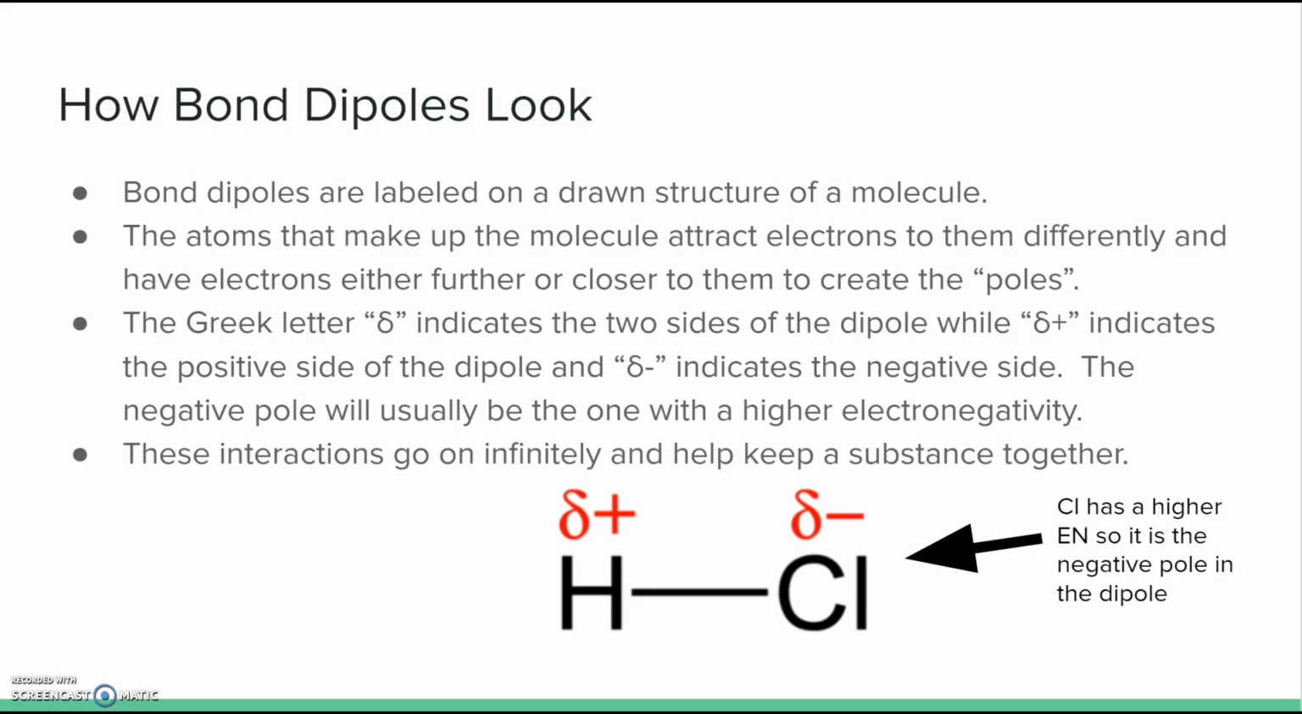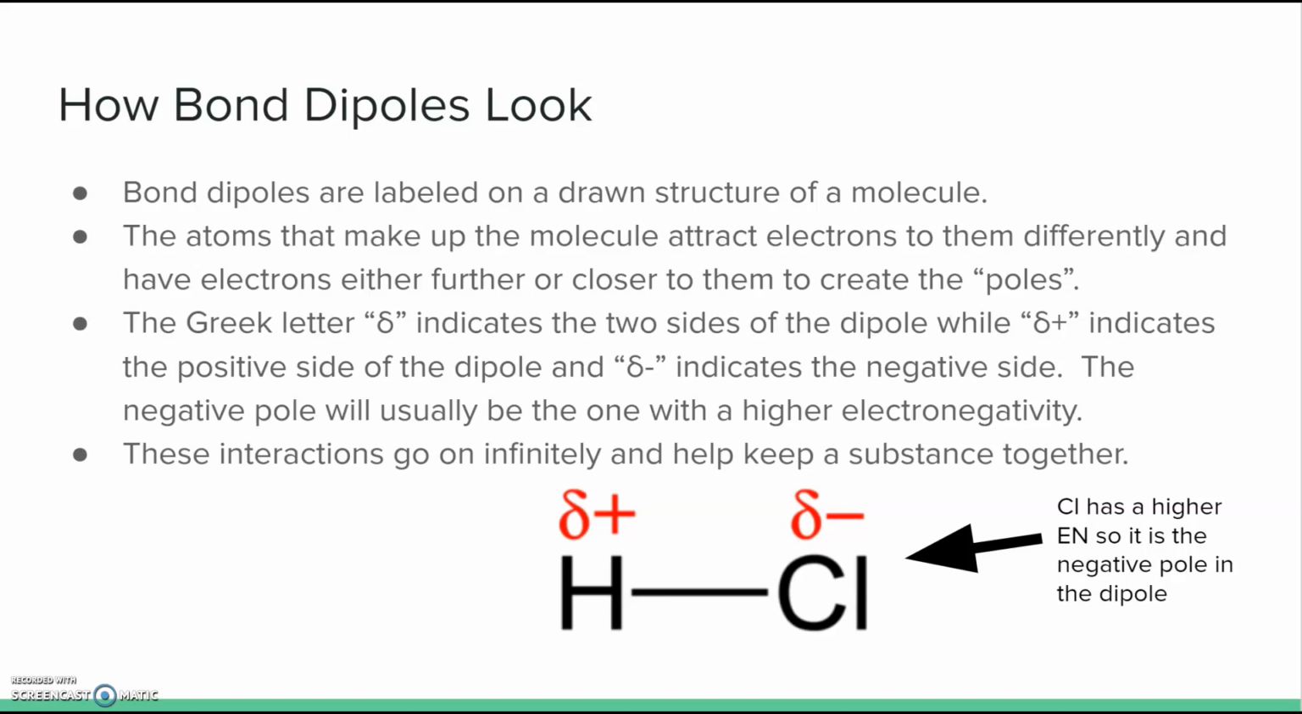Bond dipoles are labeled on a drawn structure of a molecule. The atoms that make up the molecule attract electrons to them differently and have electrons either further or closer to them to create the poles. The Greek letter delta indicates the two sides of the dipole, while delta positive, or plus, indicates the positive side of the dipole, and delta negative, or minus, indicates the negative side. The negative pole will usually be the one with the higher electronegativity.